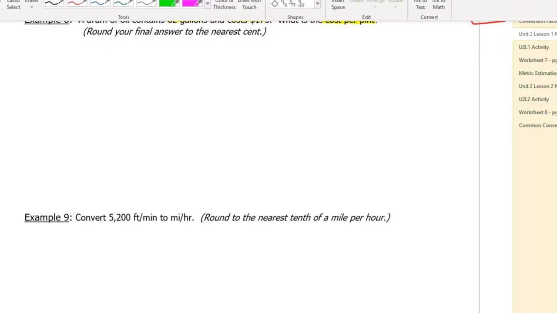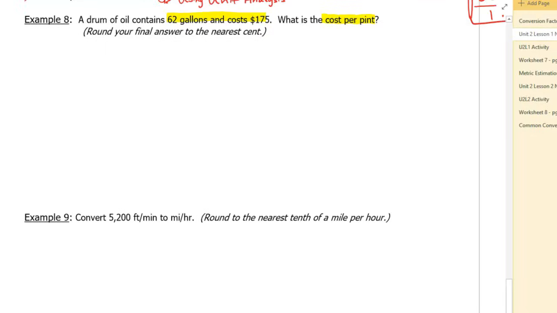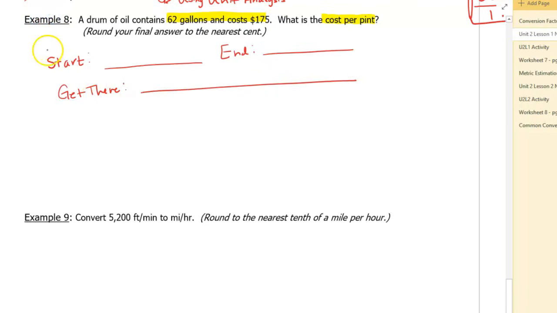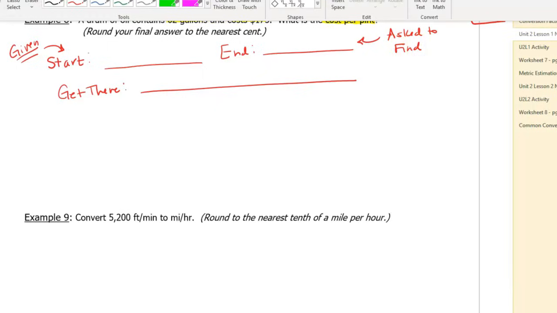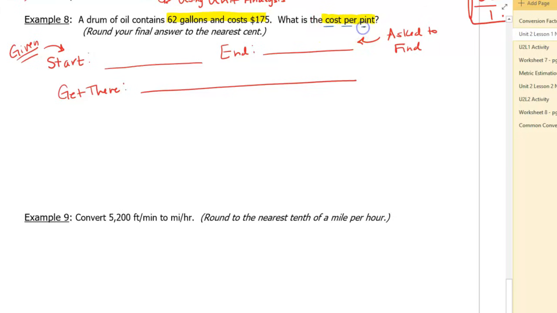So remember we talked in class on Friday, one of the first things you'll want to do when you're doing unit analysis is to identify where you want to start, where you want to end, and how you're going to get there. So the start is usually your given, and the end is usually what you're asked to find. So you're looking for the question. And in this case, we are asked to find cost per pint.